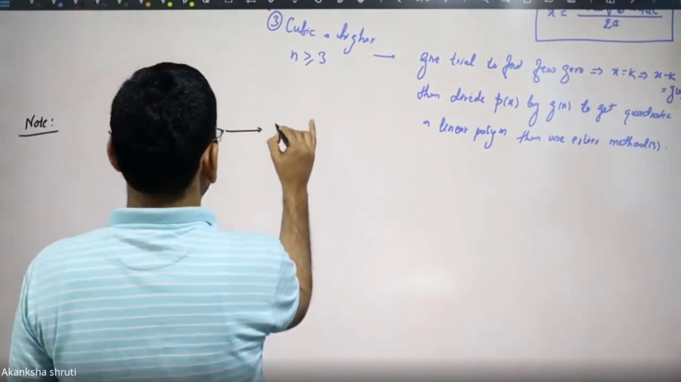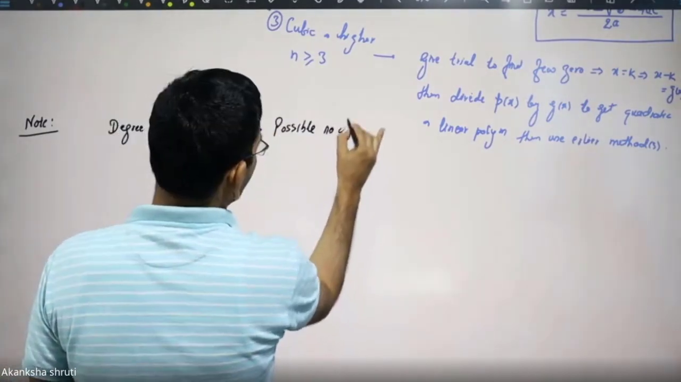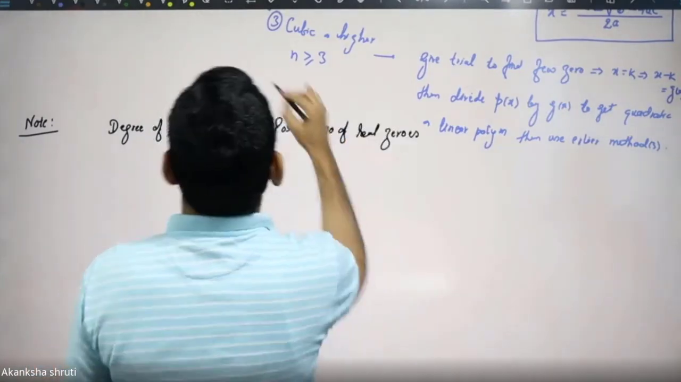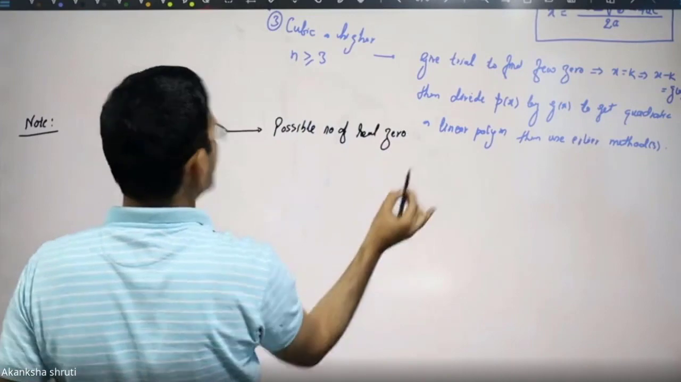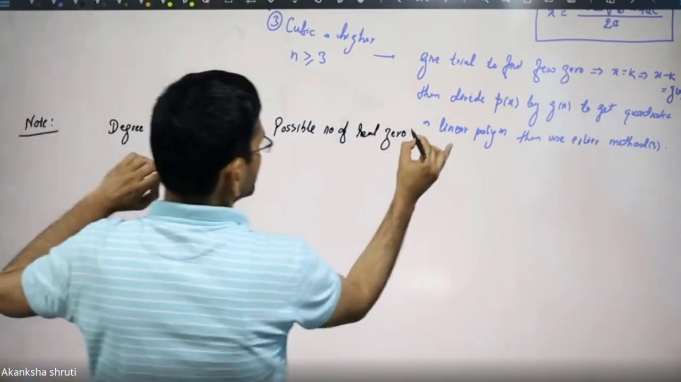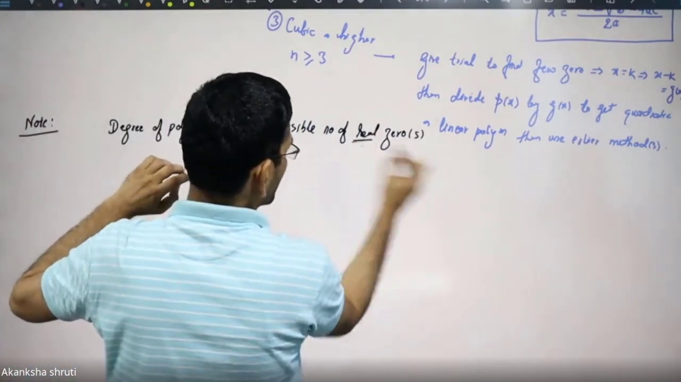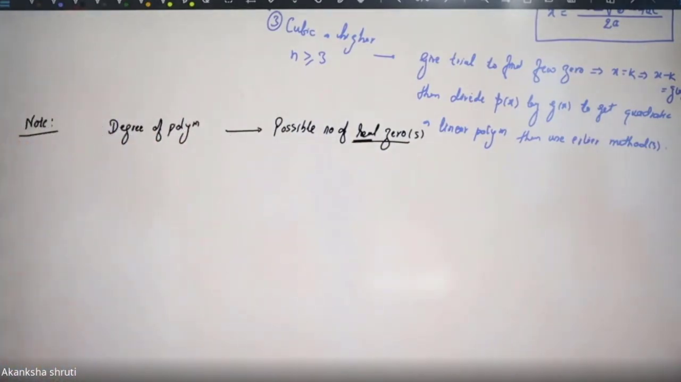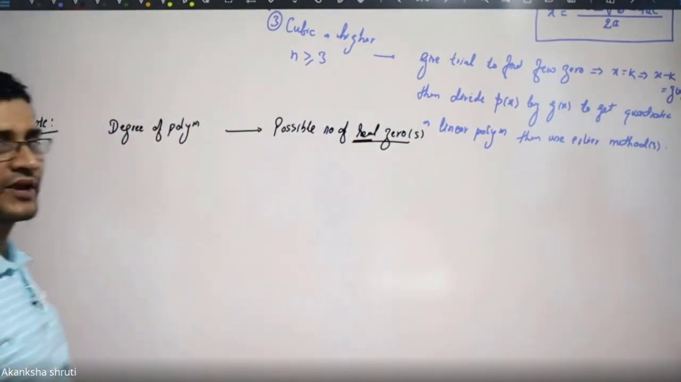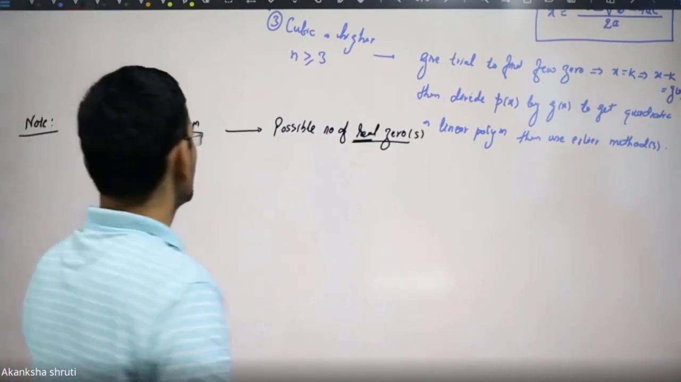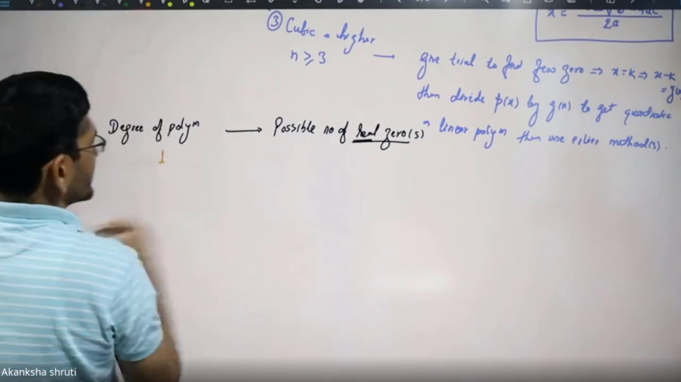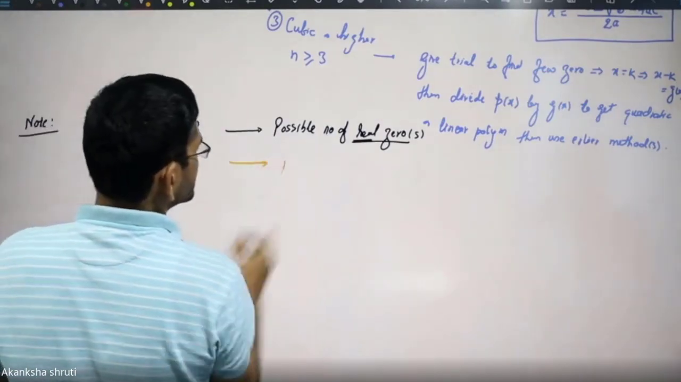Then the possible number of real zeros. Student, at your level you have to learn about real numbers only. That's why we are talking about real zeros. If we are considering complex, it is always fixed. So if the degree is 1, then there will be 1 zero only.